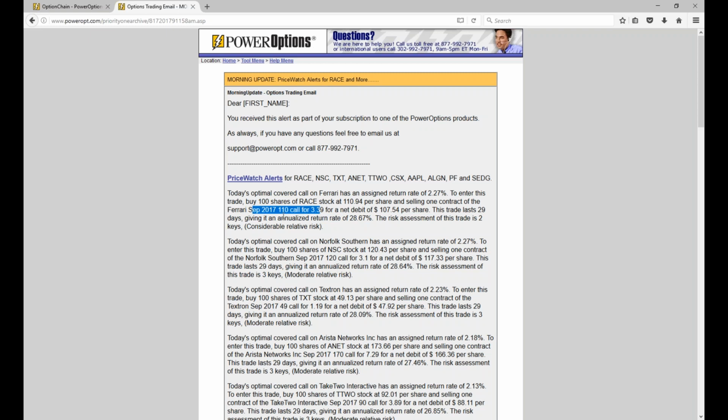Why aren't they showing me the weekly that was available? Because Race offers weeklies. Why are they showing me this 1 month out call? This is what I want you to do with the PriceWatch Alerts and the morning updates. These aren't, for me, I would never call these recommendations or suggestions.